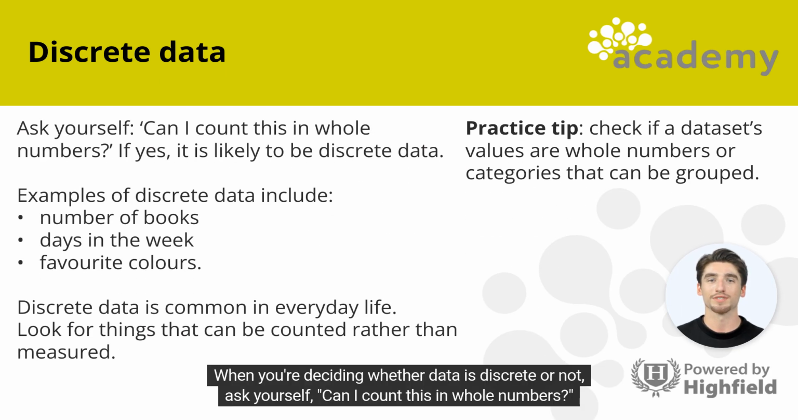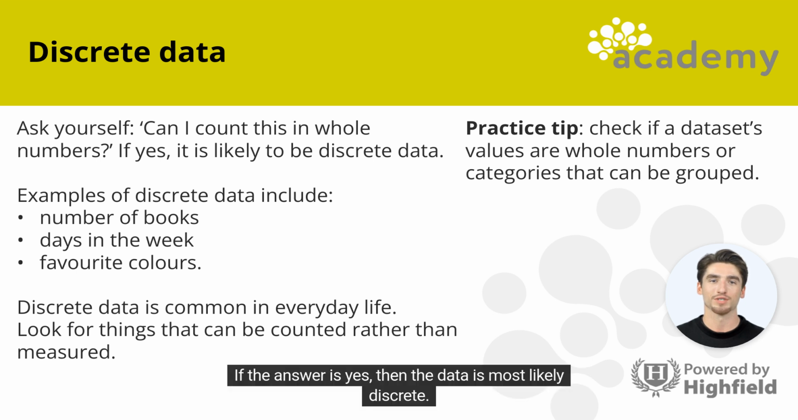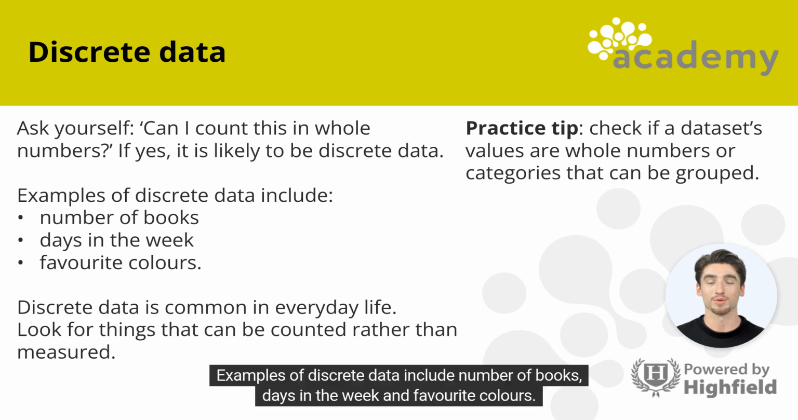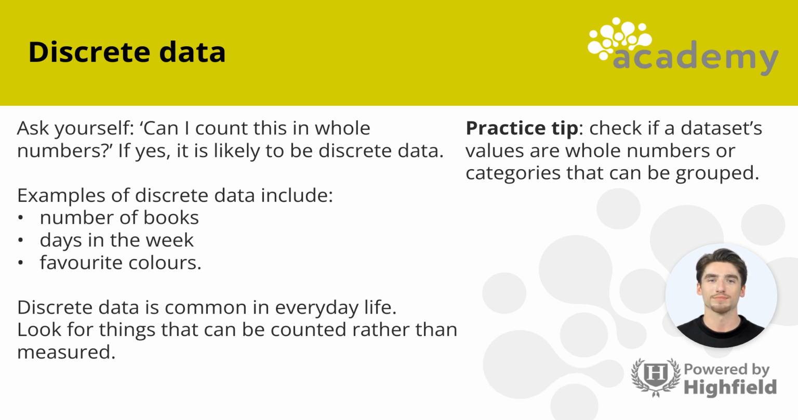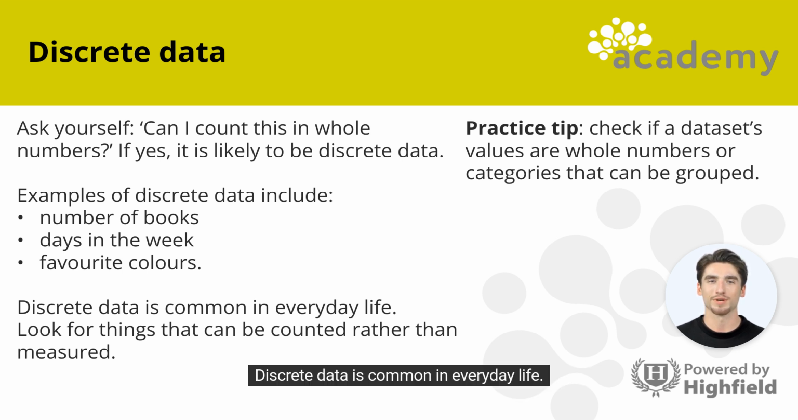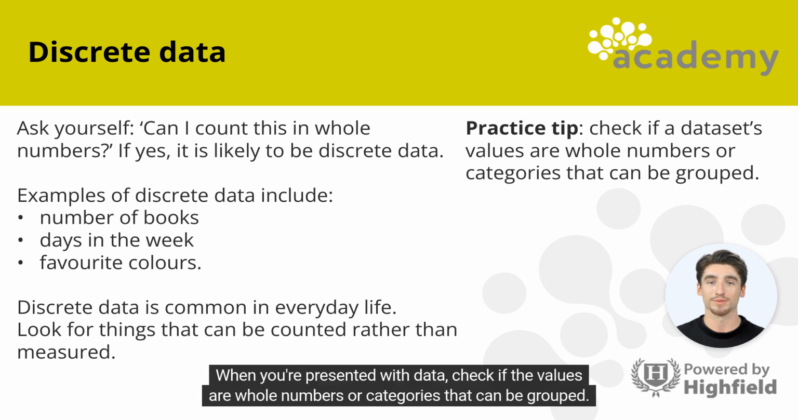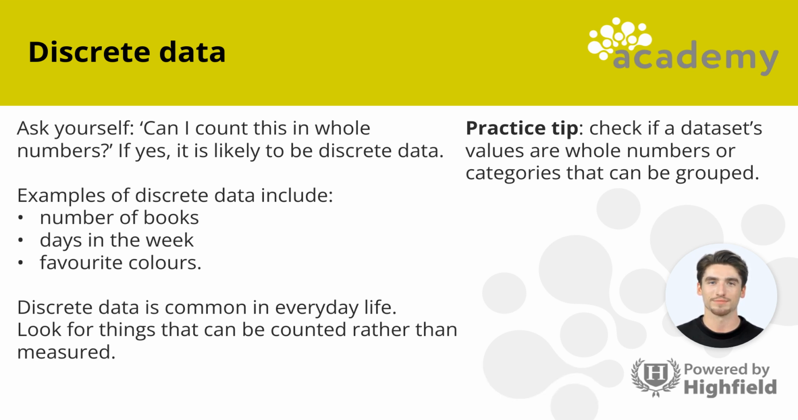When you're deciding whether data is discrete or not, ask yourself, can I count this in whole numbers? If the answer is yes, then the data is most likely discrete. Examples of discrete data include number of books, days in the week, and favorite colors. Discrete data is common in everyday life. Look for things that can be counted rather than measured. When you're presented with data, check if the values are whole numbers or categories that can be grouped.